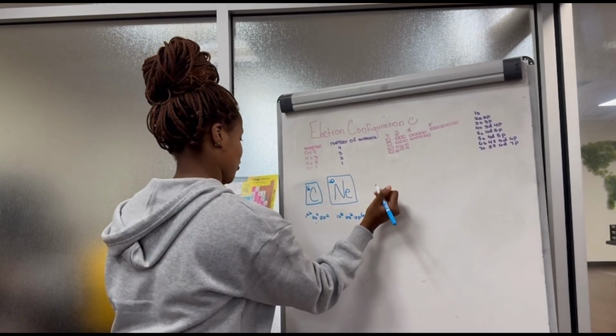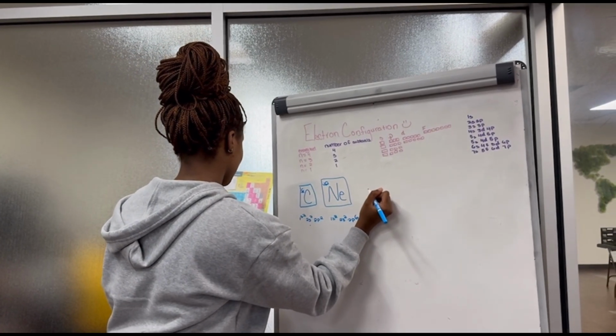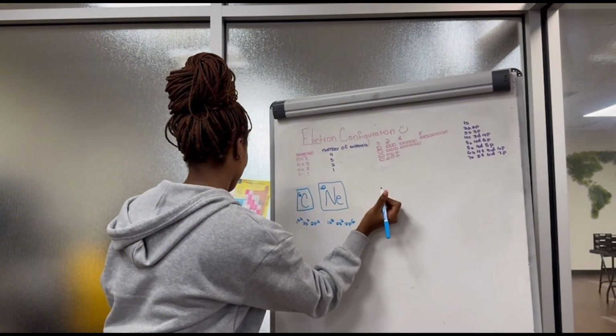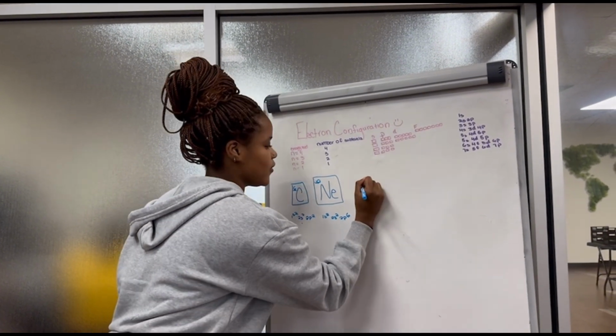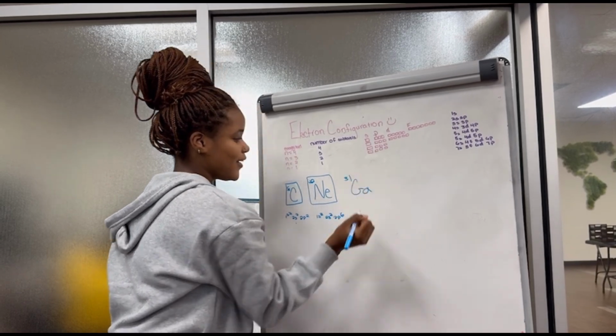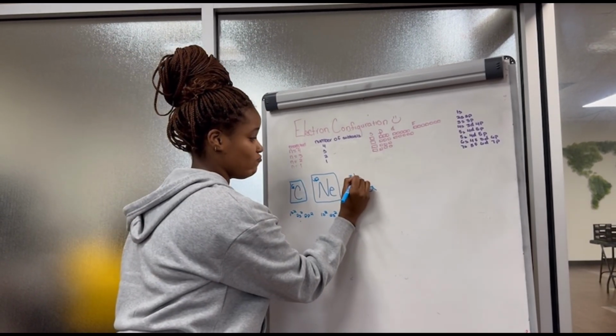We can use this one. Oh, we can use this one. GA31. I don't know how to pronounce that, but there it is.